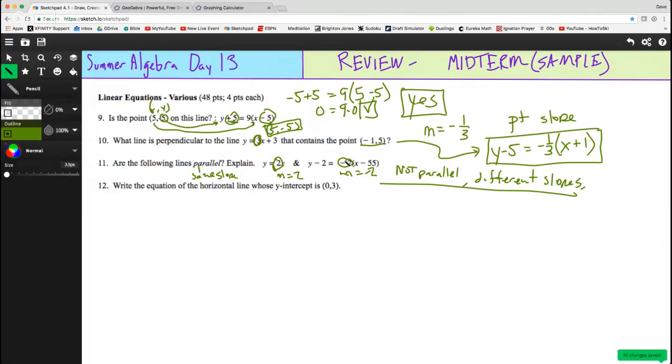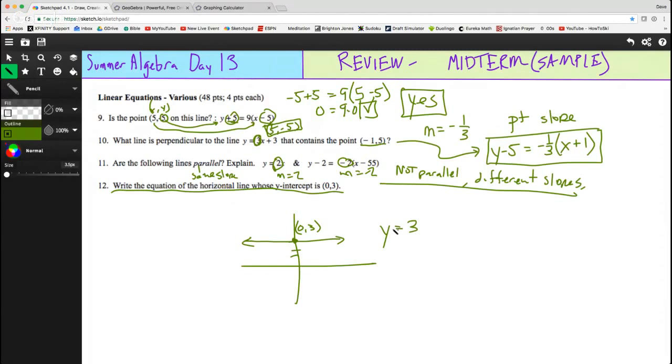All right, write the equation of the horizontal line whose y-intercept is (0, 3). So we have a line here that looks like this, and it goes through (0, 3). And horizontal lines have equations y equals a number, so y equals 3. All right, we hopefully have 100 so far. Let's keep moving along.